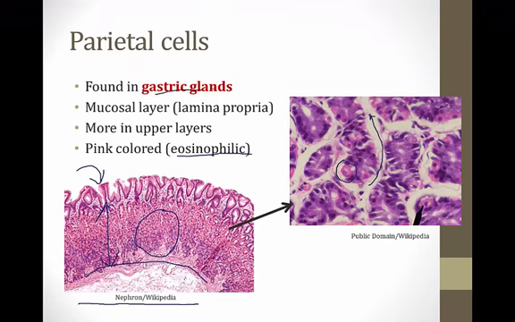They're found within the gastric glands, in the mucosal layer of the stomach, specifically in the lamina propria portion of the mucosal layer. And there are more parietal cells in the upper portion of the lamina propria. You can see how there's more pink in this portion of the slide than down at the bottom where there's less pink and more purple.